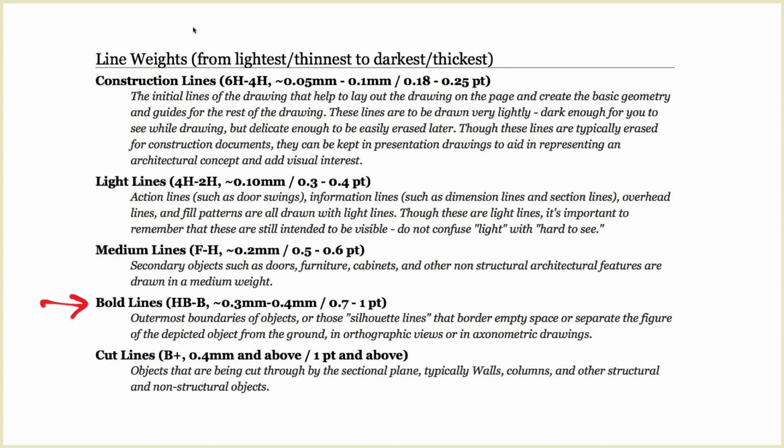The bold lines are the outermost boundaries of objects. These are the big, heavy lines that are going to appear on your drawing. It's telling us here that this is the lead you'd be using if you were drawing it by hand. Not that anybody draws by hand anymore, but if you were in 130, for example, that would be the lead you'd probably be using to create that line. Then it translates into AutoCAD, 0.3 to 0.4 millimeters. That's an AutoCAD line weight. And then it also translates into what the Illustrator line weight would be, 0.7 to 1 point in weight. So it's giving us all three of those options.